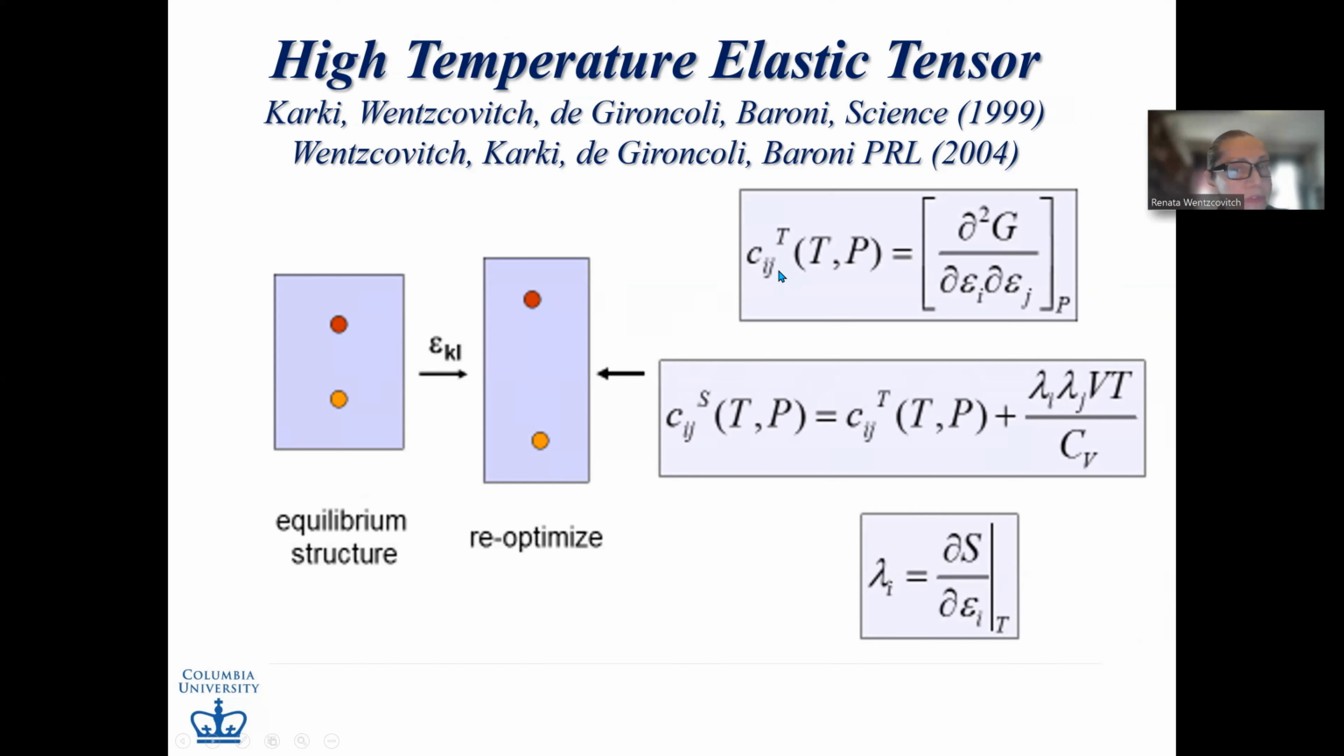The components of the isothermal elastic constant tensor are the second derivative of the Gibbs free energy with respect to strains. And then for the adiabatic elastic coefficients, you have a correction here, and it depends on the variation of the vibrational entropy with strain. And this is something that we started doing in 1999.